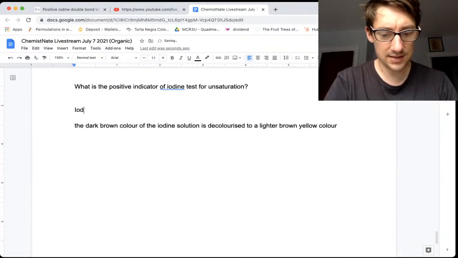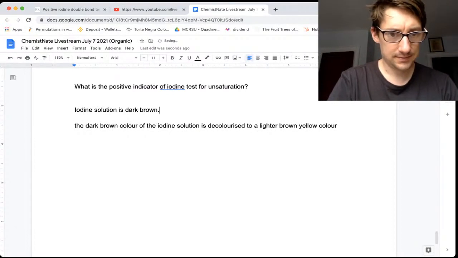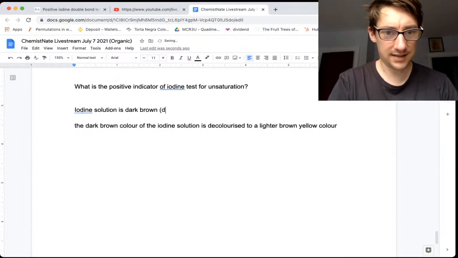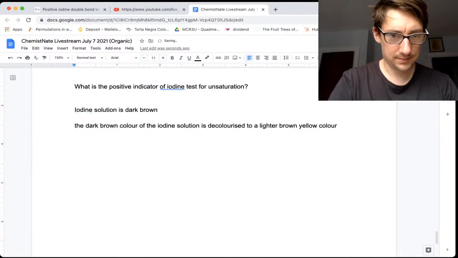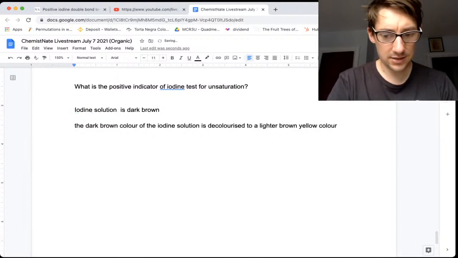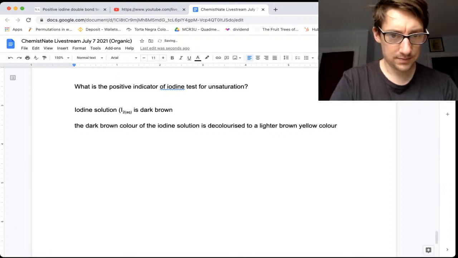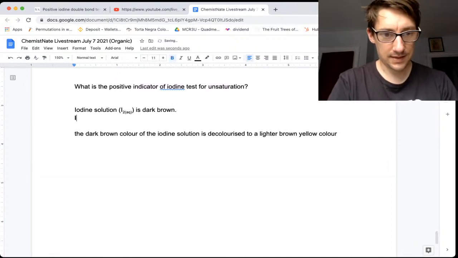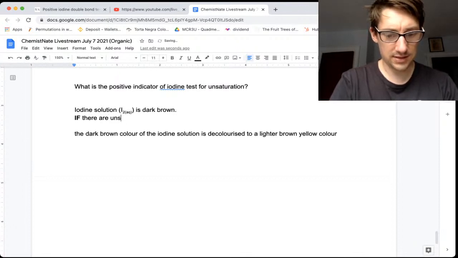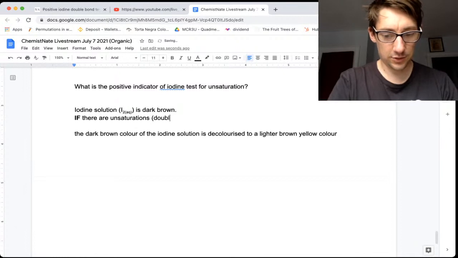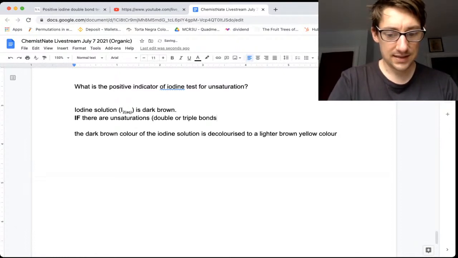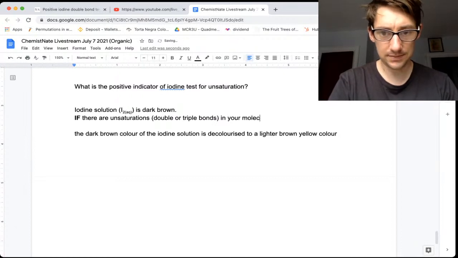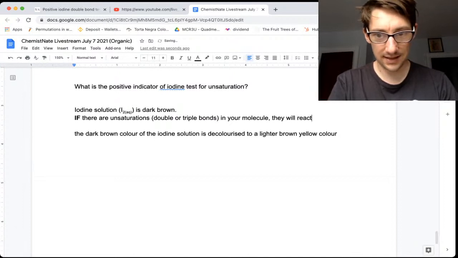Iodine solution is dark brown. I believe, yeah, iodine solution is dark brown. I2 aq. If there are unsaturations, specifically double or triple bonds, in your molecule, they will react with the iodine.